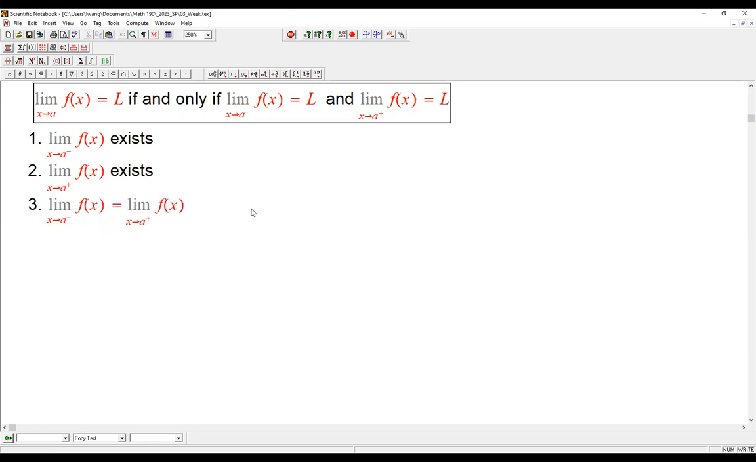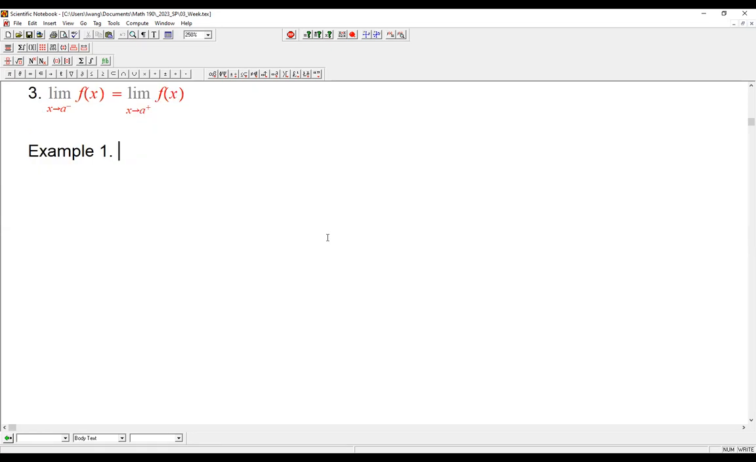And now the question is, what if the limit does not exist? How many manners could we see that the limit does not exist? Okay, so before we get to that, let's take an example that we are familiar with. So example number one.